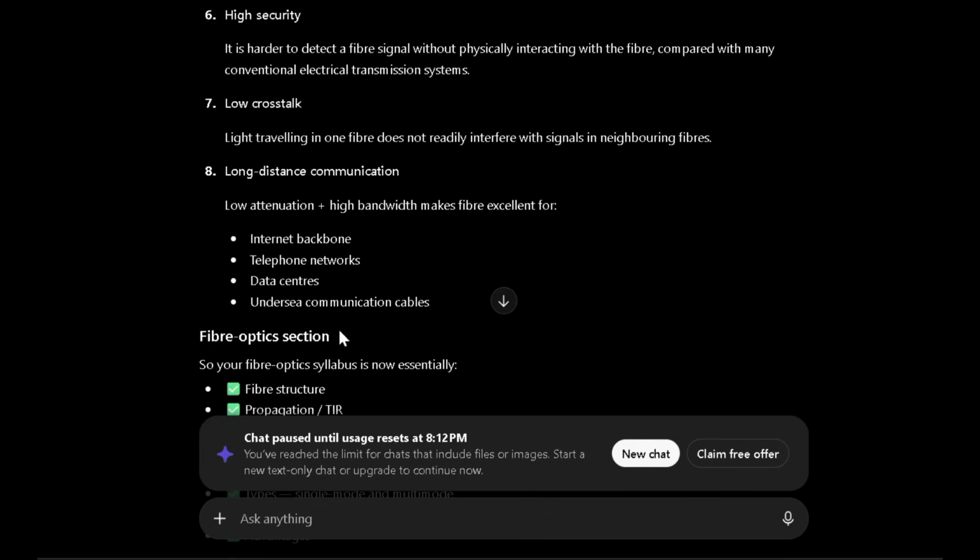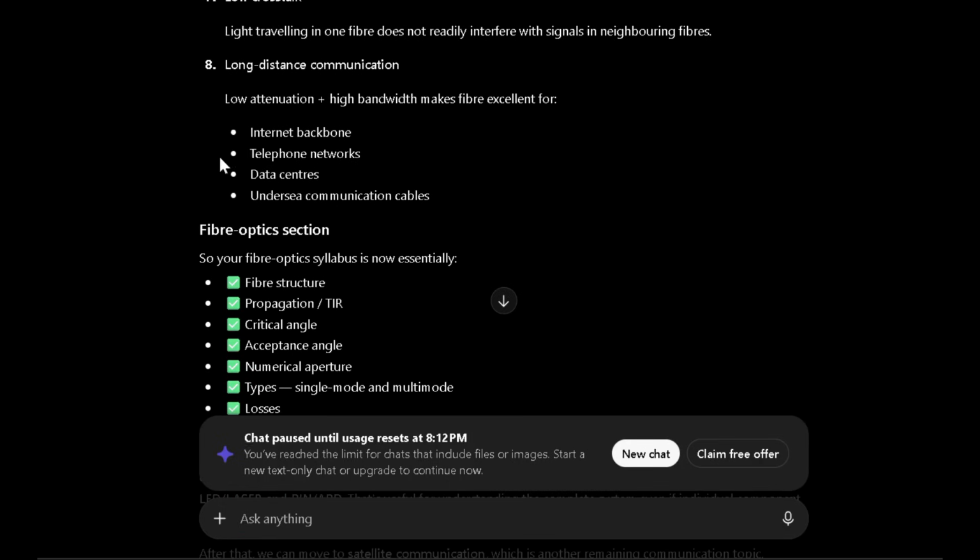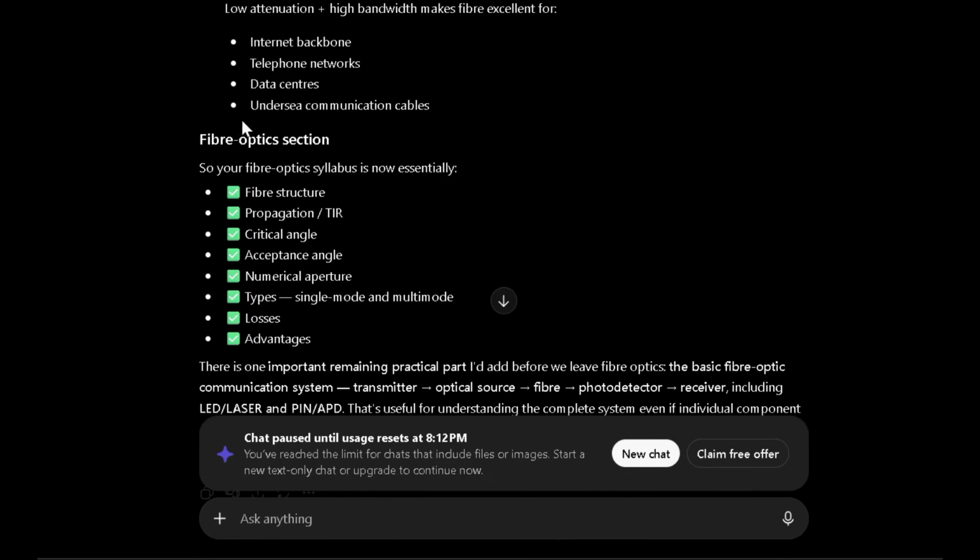Long distance communication is possible because of high bandwidth and low power loss. Internet backbone, telephone networks, data centers, and undersea internet all work on optical fibers.